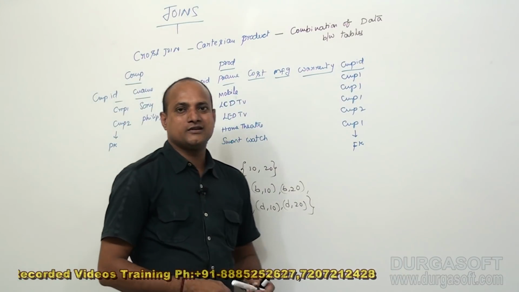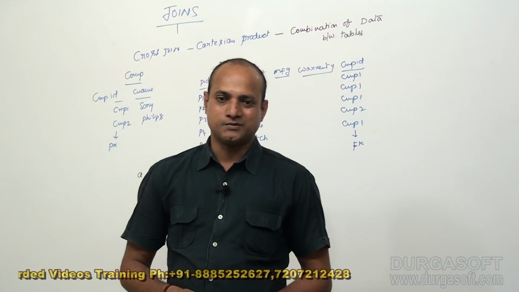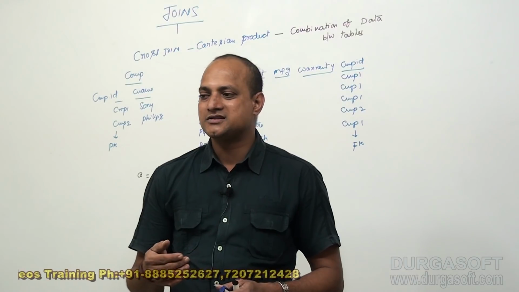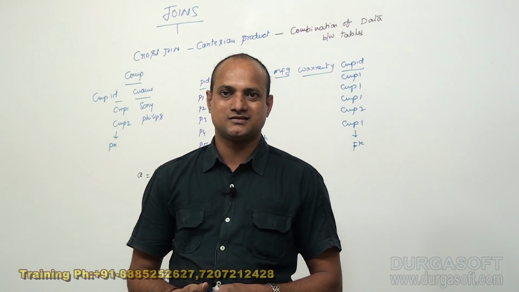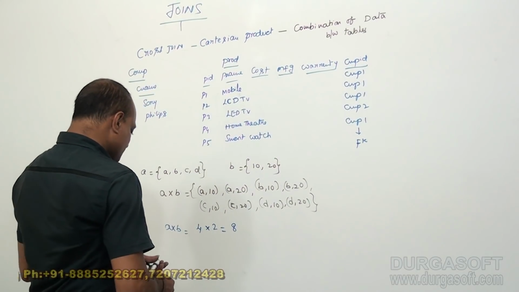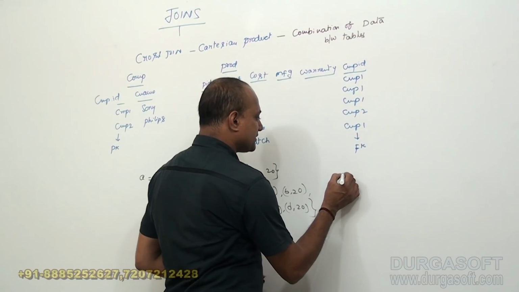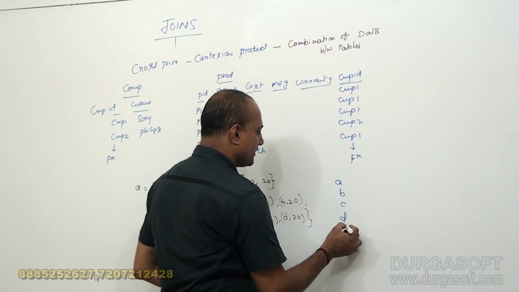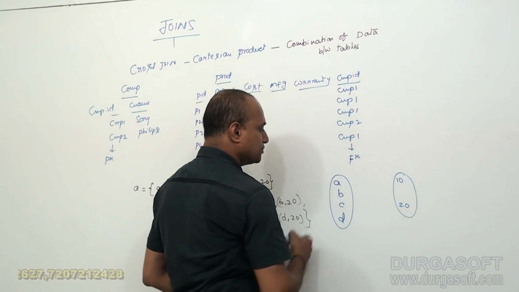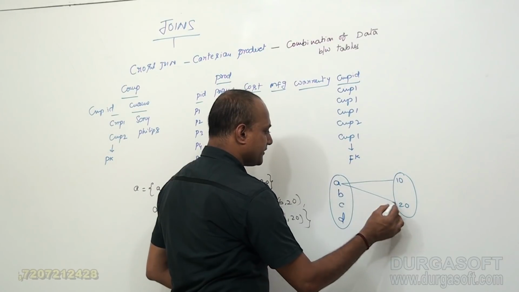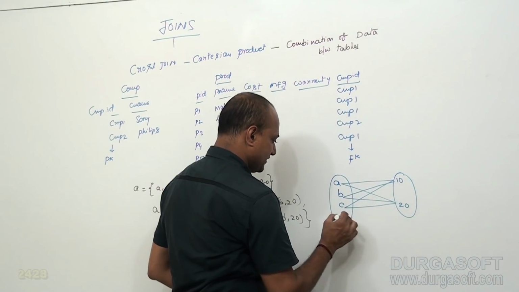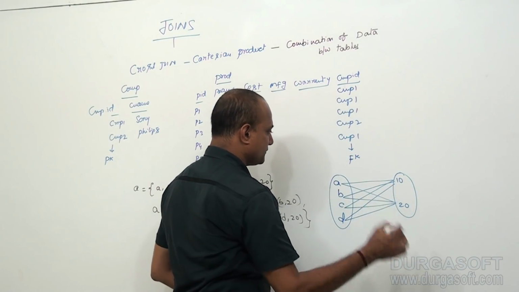But according to the business scenario, this is the wrong output. It is not a valid output. So you have valid combinations as well as invalid combinations. How are they valid, how are they invalid? Let us see. Let me draw the sets again. A, B, C, D. This is set 1 and 10, 20. This is set 2. A mapping with 10, 20. B mapping with 10, 20. C mapping with 10, 20. D is also mapping with 10, 20.